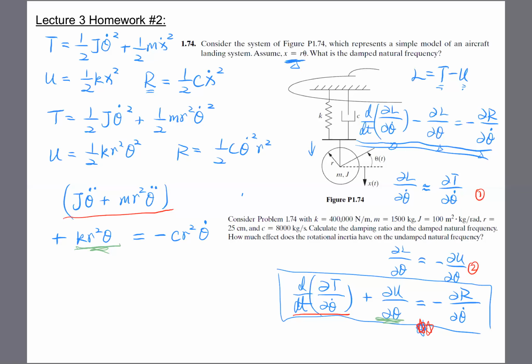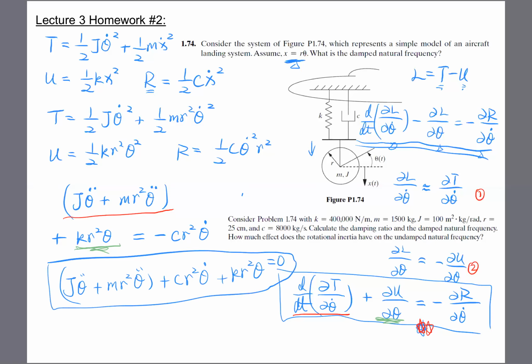If you want, you can move the right-hand side to the left, and then it becomes J plus m r squared times theta double dot, plus c r squared theta dot, plus k r squared theta equals 0. So that's your equation of motion.